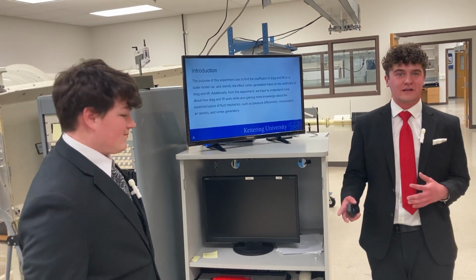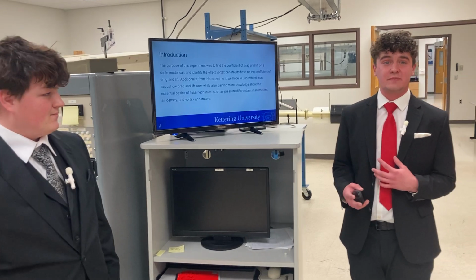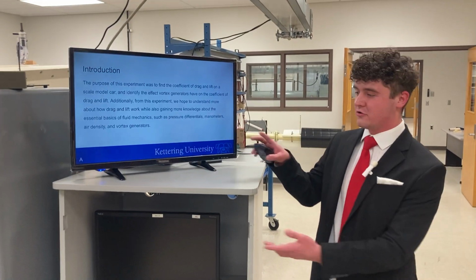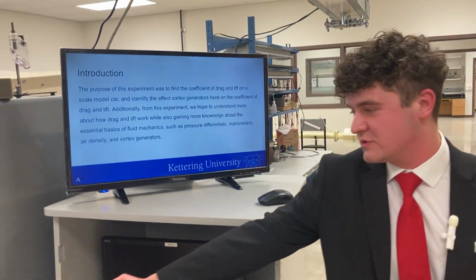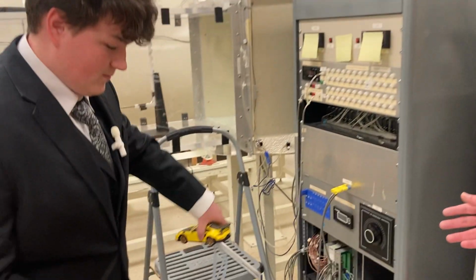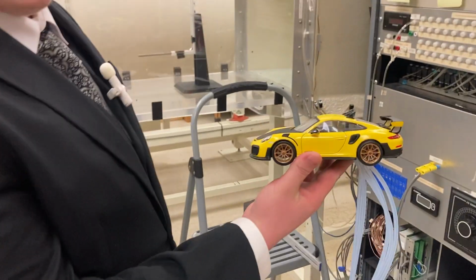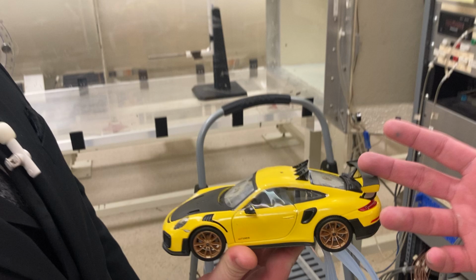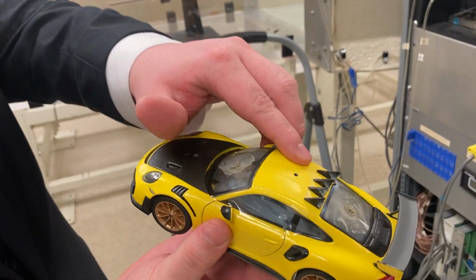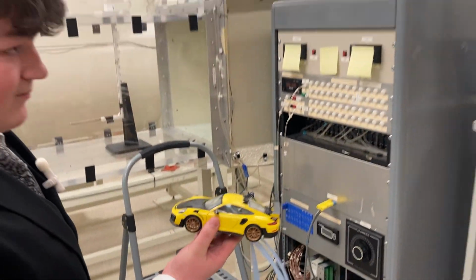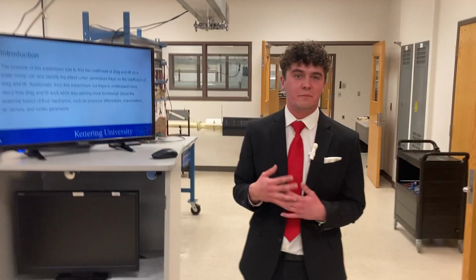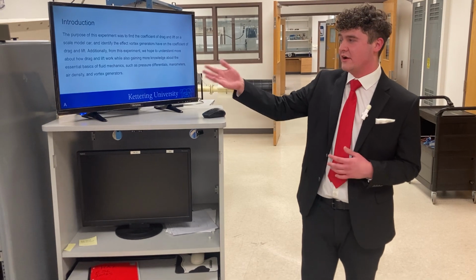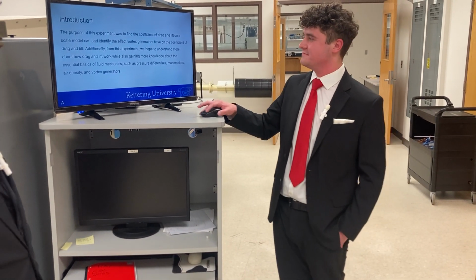So now, for a little introduction of what our project is, the purpose of our experiment was to find and measure the coefficient of drag and lift on a model car, as seen here in this Porsche 911 GT2 RS. We're going to measure the coefficient of drag and lift around the car, and additionally, we added vortex generators onto the car to see their impact on the coefficient of drag and lift. And this gave us also a better understanding of the basic concepts of fluid dynamics, such as pressure differentials, manometers, air density, and vortex generators.